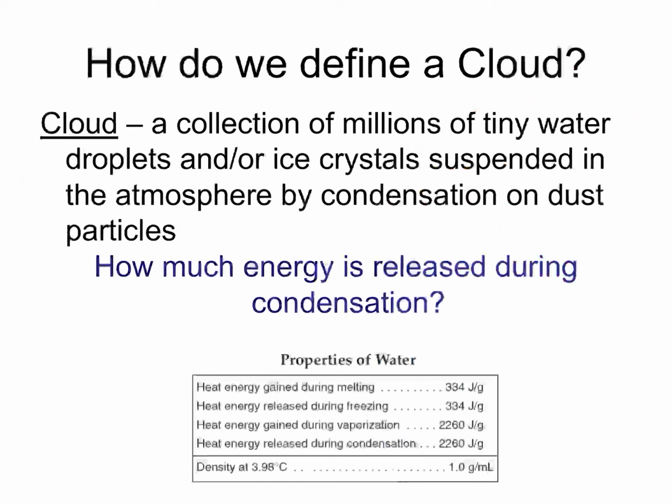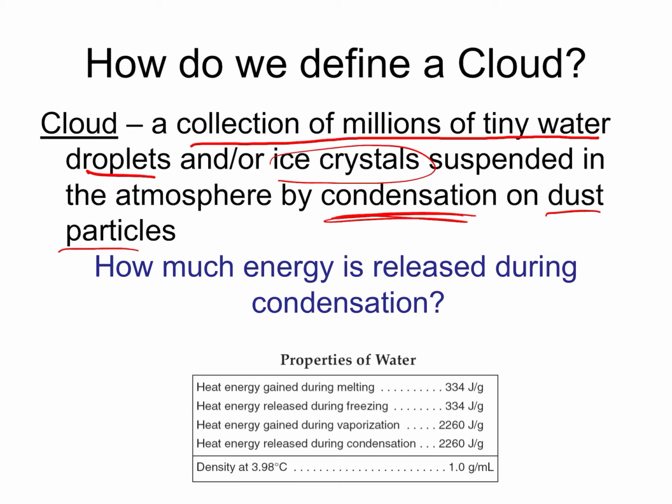So here we go. How do we define a cloud? A cloud is a collection of millions of tiny water droplets. What makes it look like a cloud is that you've got those droplets and even some ice crystals suspended in the atmosphere, and they are all clinging to dust particles. Those dust particles are what all those droplets are collecting on and binding to, and that's what makes your cluster of clouds.